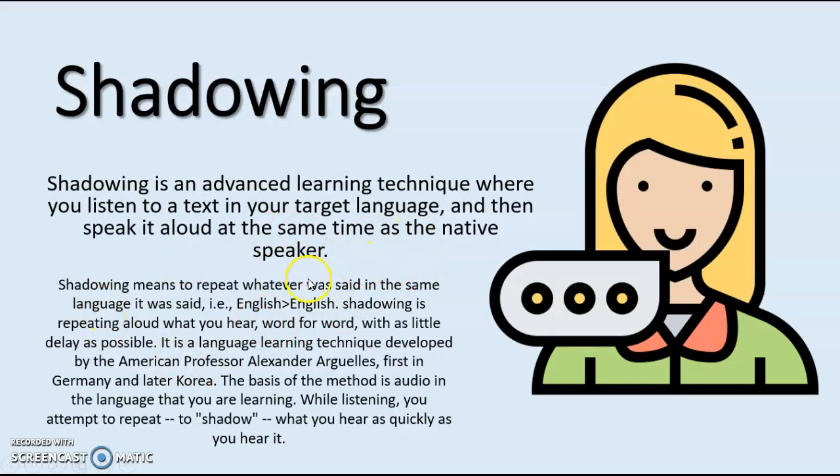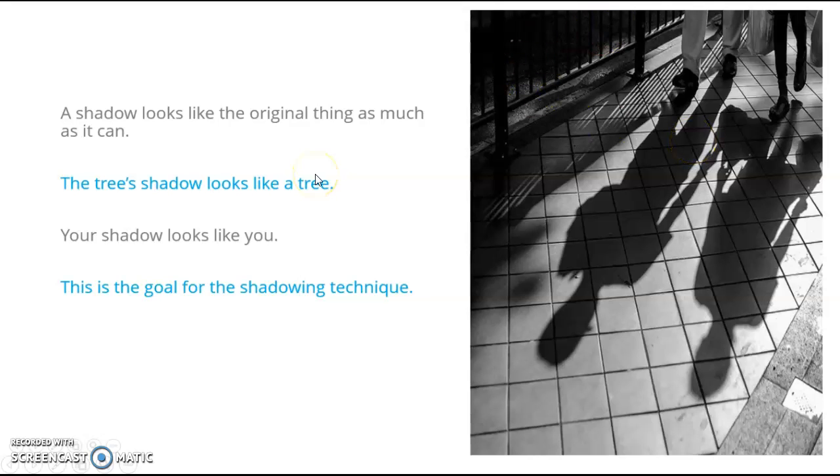So basically, this technique was developed by an American professor called Alexander Arwes, and it was a method that was really essential for developing interpretation skills. That's why shadowing is like the basis for doing this. A shadow looks like the original thing as much as it can. So shadowing basically focuses on that basis.